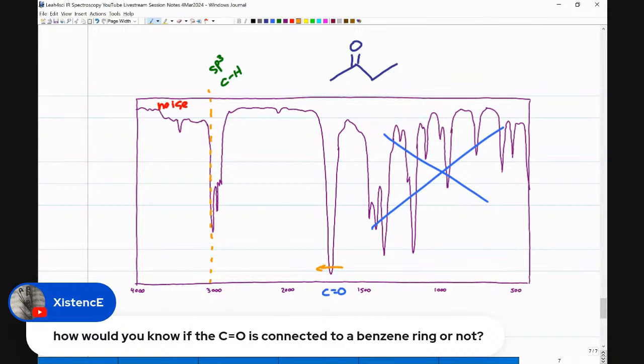Question, how would you know if the C double bond O is connected to a benzene ring or not? That is a really good question. And again, an advanced question. It's not something you have to know at this level, at the undergraduate organic chemistry level, at the taking an MCAT or similar exam level. In order to answer that question, so you're asking about, let's jump on over here.